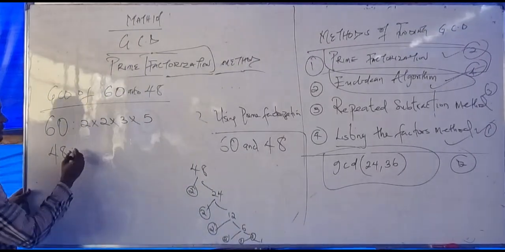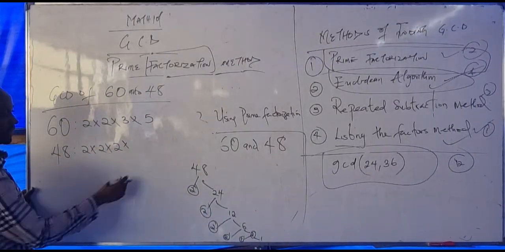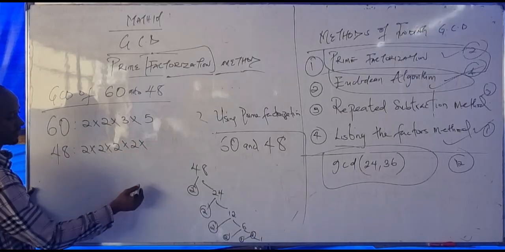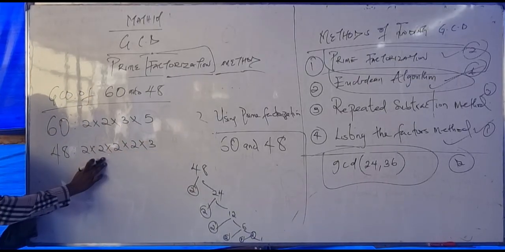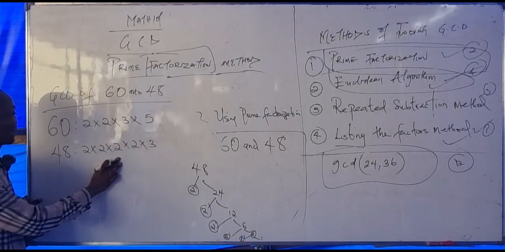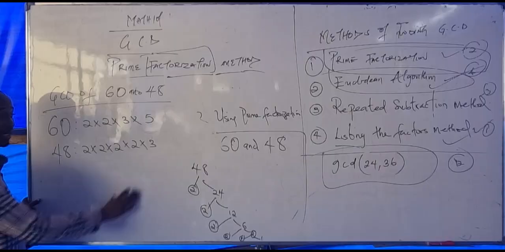So what do you have there? Let's look at the factors here. 2 times 2 times 2 times 2 times 3. Will that give us 48? 2 times 2 is 4, right? 4 times 2 is 8. What's 8 times 2? Times 3, 48. Are you getting this now?